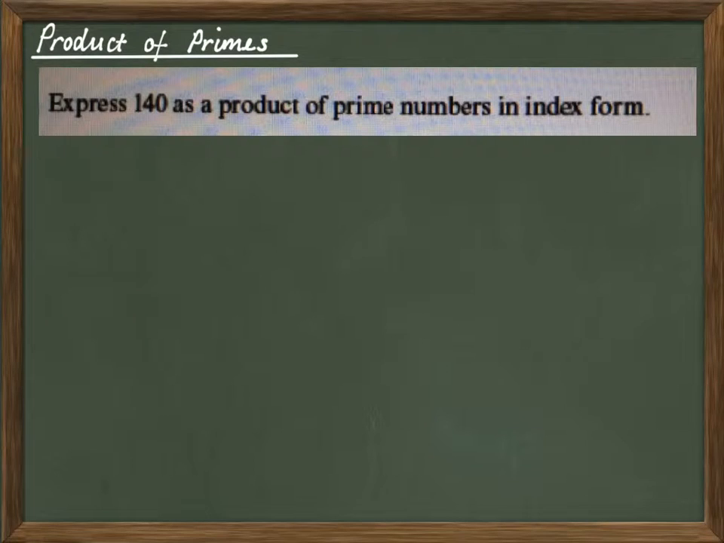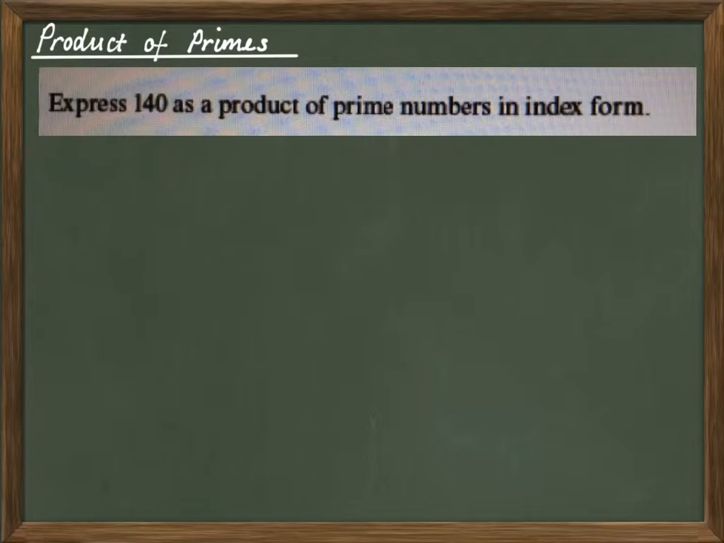Right, the next foundation GCSE topic that we're going to have a look at is product of prime numbers. This comes up in a non-calculator paper, so paper 1. It comes up quite often as well. It's a really easy question in terms of it being basically the same every time with a different number. Basically you can question spot, okay?